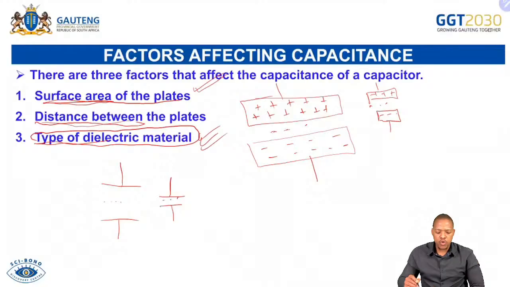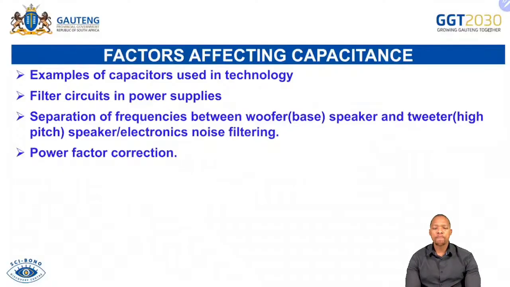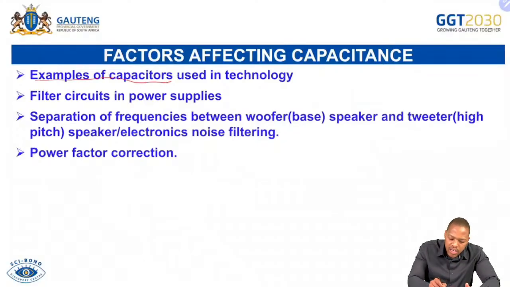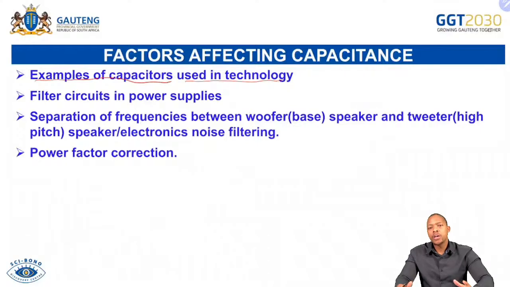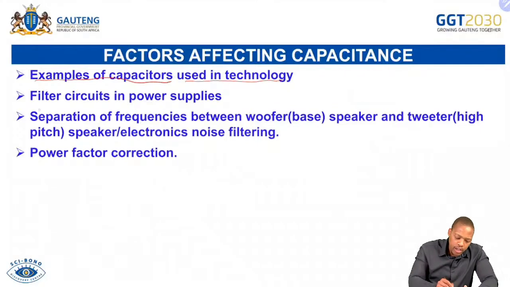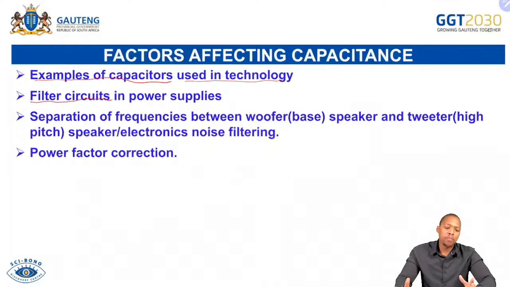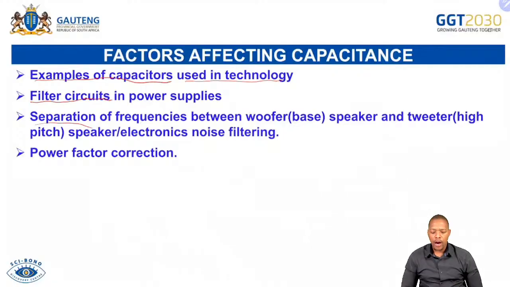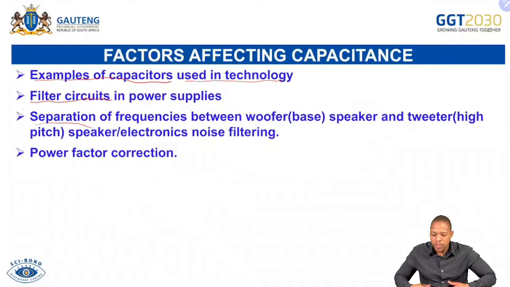So that's one of the things that you can know after knowing how a capacitor functions. And then from there we should look at examples of capacitors used in technology. Just a brief knowing of examples of capacitors used in technology. They are there in the examination guideline, they are listed for you there. Just know that they are used in filter circuits, in power supplies, and also in separation of frequencies between a woofer, which is a bass speaker, and a tweeter, which is a high pitch speaker.